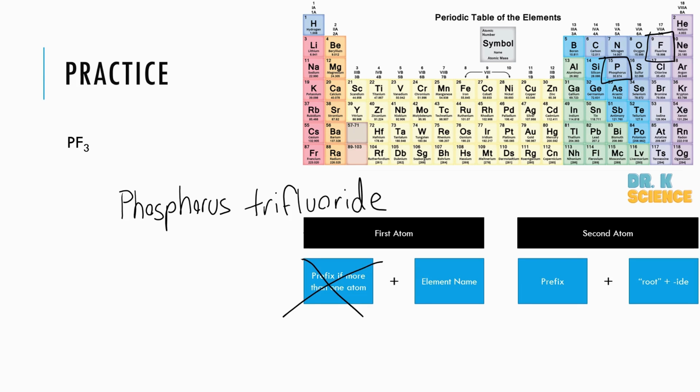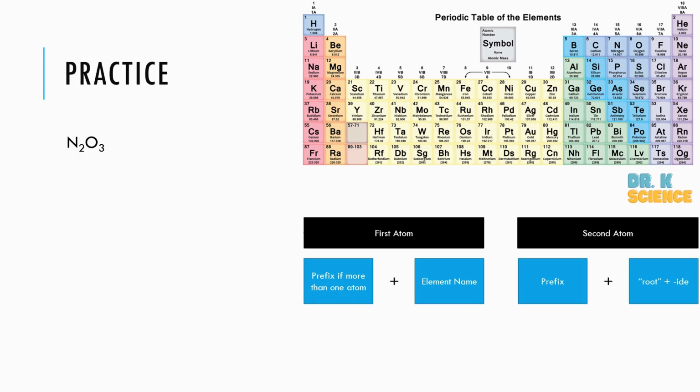Our full name for PF3 is phosphorus trifluoride. Now let's try another one. We have N2O3. Well, now our first atom does have more than one atom. We see here that it says N2. There are 2 nitrogens here.